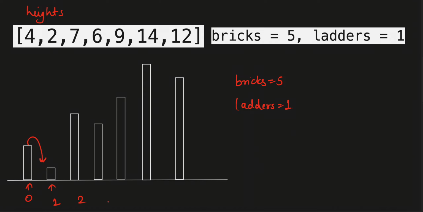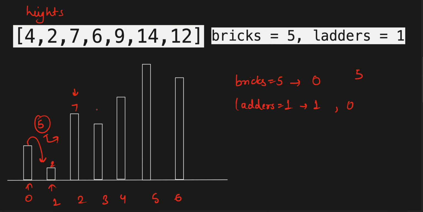Okay, let me write the indices 0, 1, 2, 3, 4, 5, 6. If I am standing at this particular building, the current height is 2, and I need to use some ladder or bricks to reach the next one. The difference between 7 and 2 is 5. I will decide later whether to use a ladder or bricks, but we need to use one of them. If I use bricks, my bricks become 0 and ladders stay 1. And if I use a ladder to reach this building, the ladder becomes 0 and bricks stay 5.